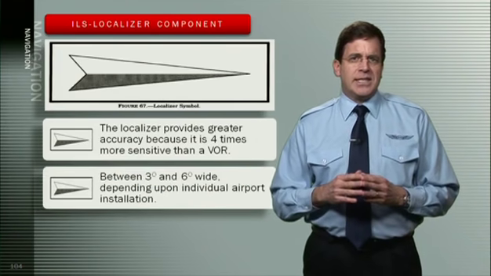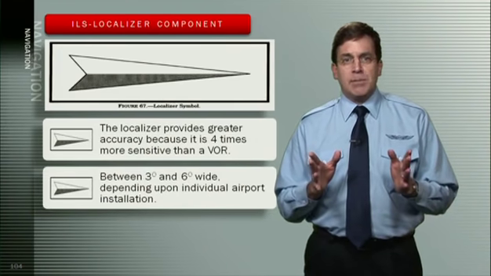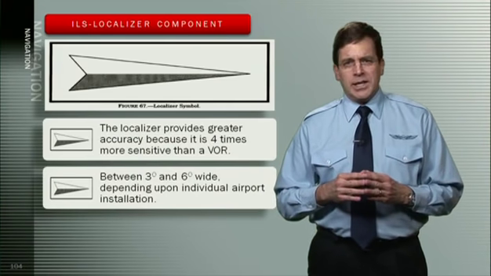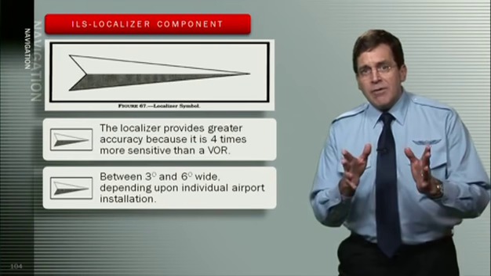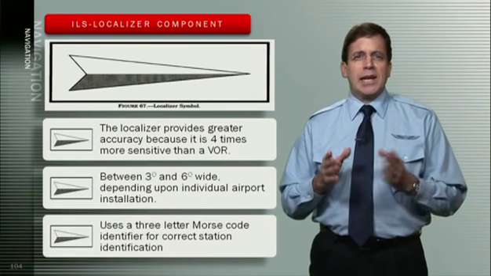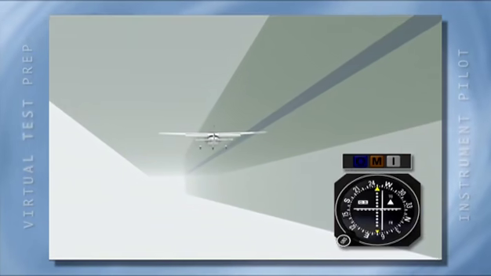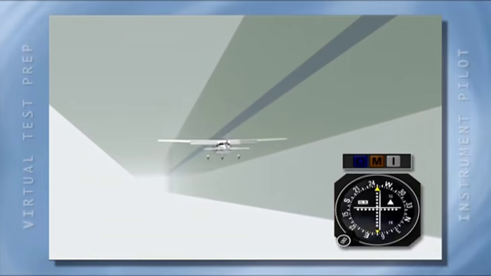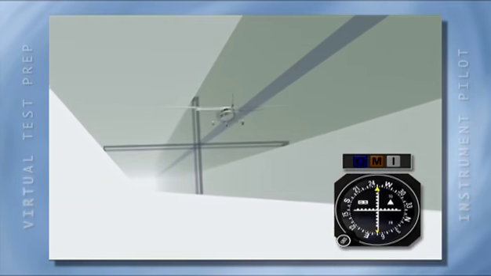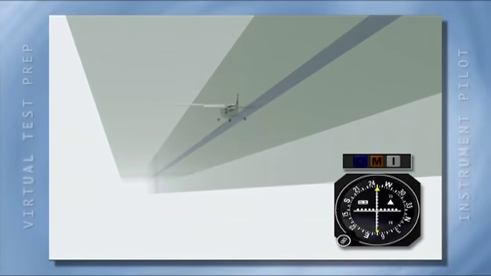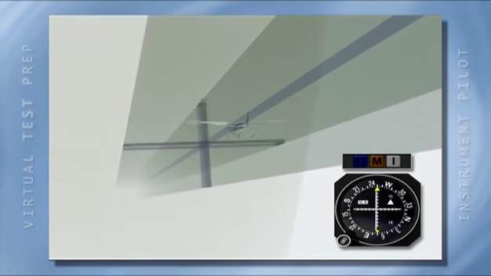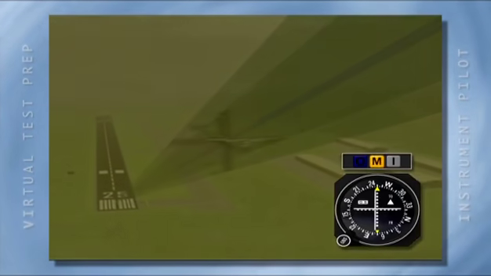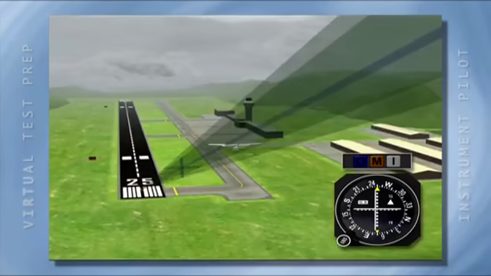Because of this increased sensitivity, the localizer is set to be between 3 and 6 degrees wide, depending upon individual airport installations. Now, just like a VOR, the localizer uses a 3-letter Morse code identifier for correct station identification and to ensure correct operation. You must always use this identifier before relying on the localizer signal. It's not a bad idea to leave that localizer ident audio tuned up and quietly playing in the audio background as a reassuring reminder of signal integrity as you fly the approach.